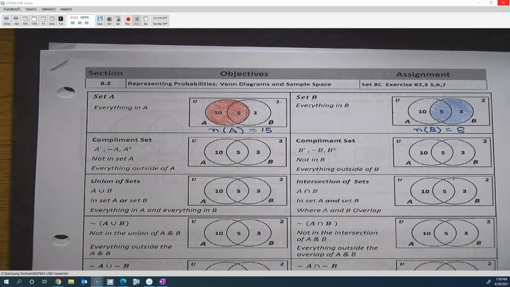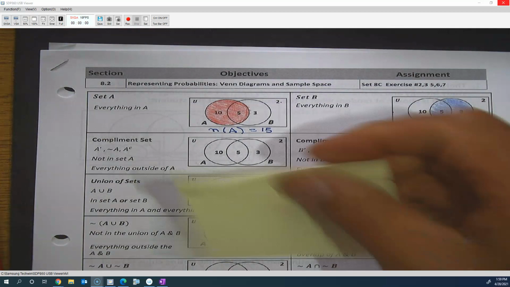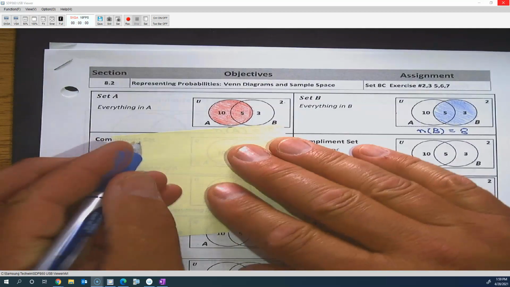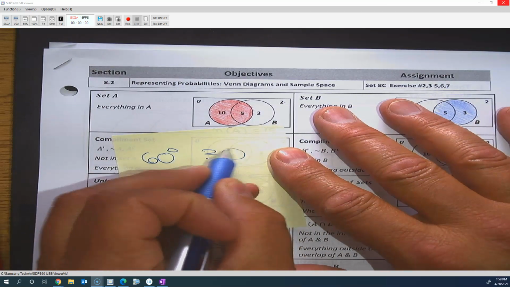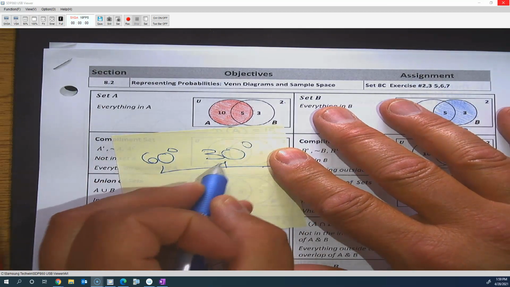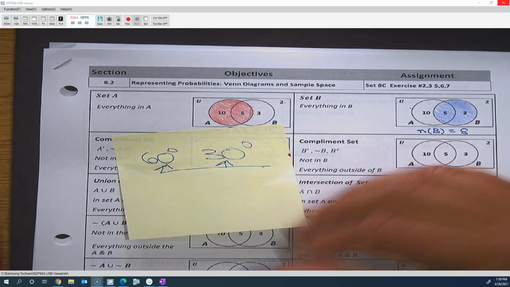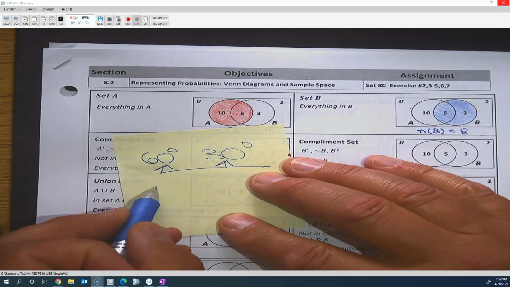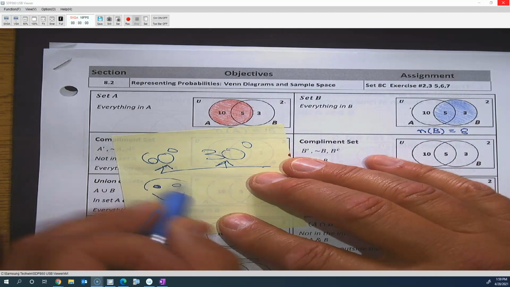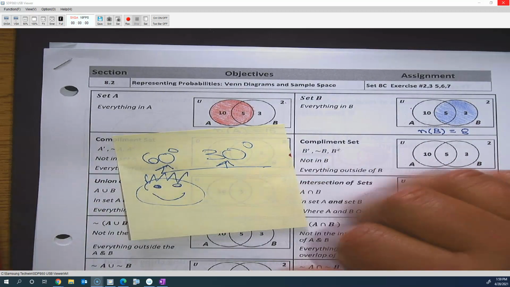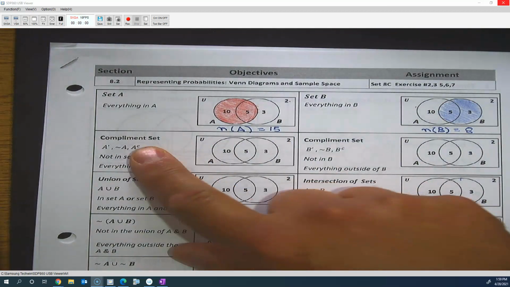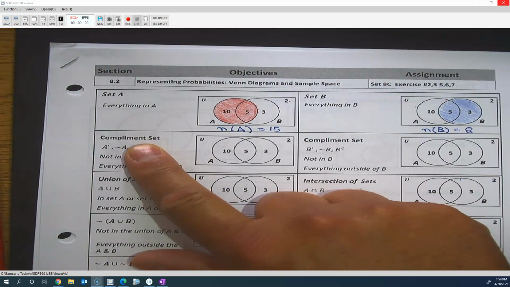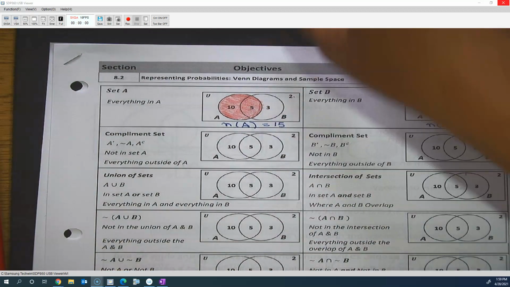Now the word complement. We use it a lot in math. There's the complement of an angle. If an angle is 60 degrees, its complement is 30, so that these add up to 90. Or I could say something nice, like, oh, that's a nice haircut. That's a compliment. But in set notation, a complement is everything outside of the set.